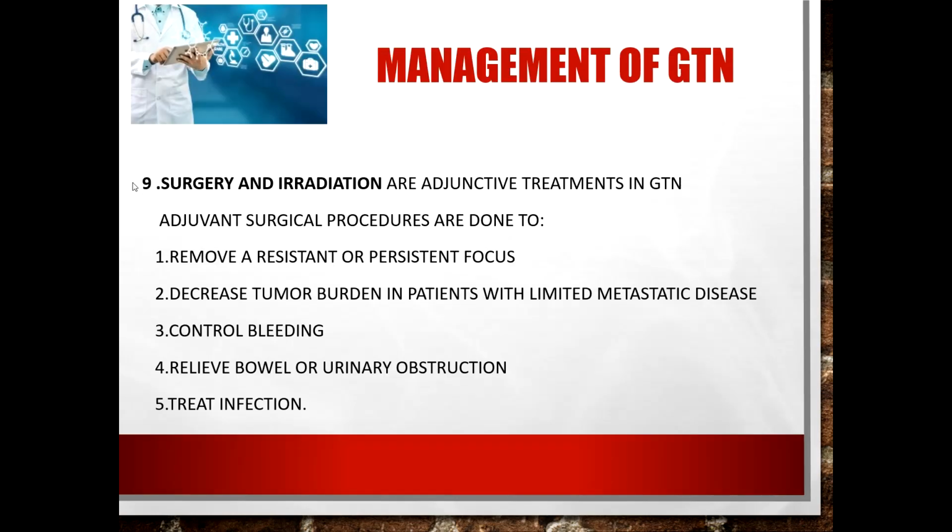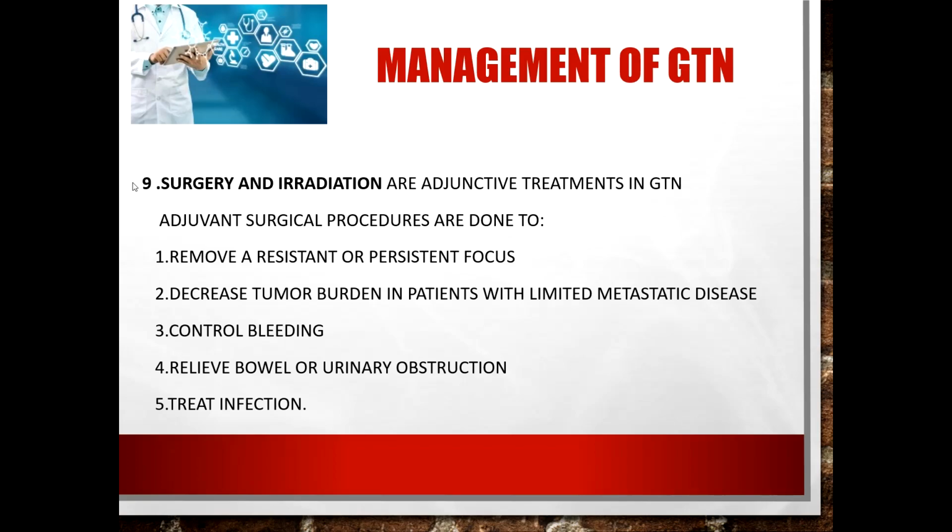So surgery and irradiation are adjunctive treatments in GTN. Adjuvant surgical procedures are done to remove a resistant or persistent focus, to decrease tumor burden in patients with limited metastatic disease, to control bleeding, to relieve bowel or urinary obstruction, and treat infection.